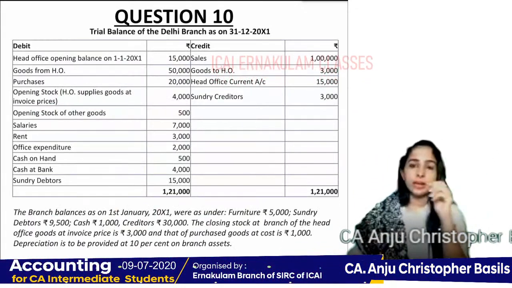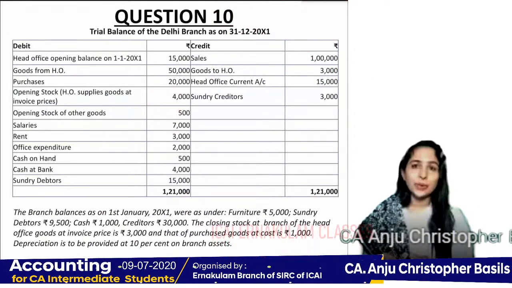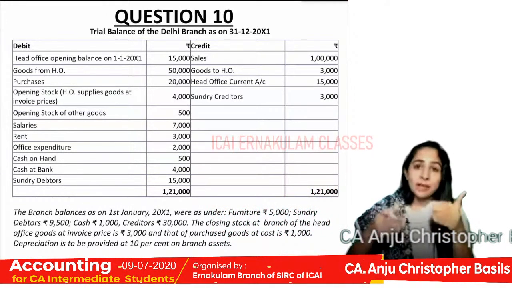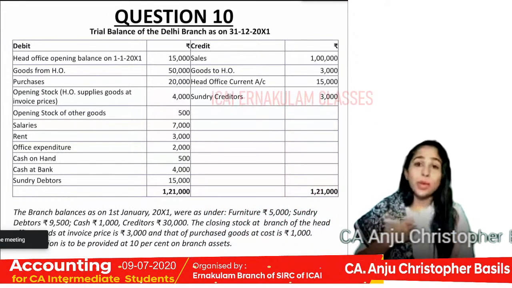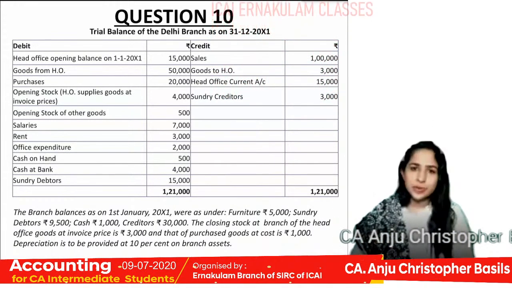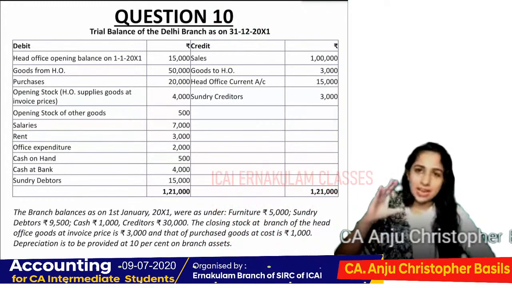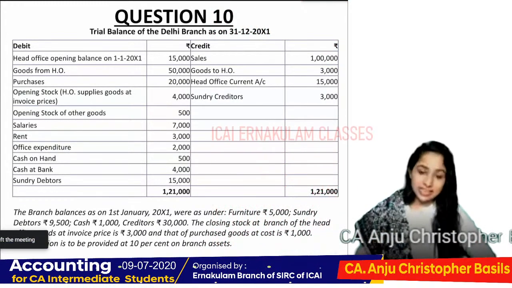So here we have the trial balance of the branch. The trial balance is given straight to you in the question. With this trial balance we have to prepare the trading profit and loss account. So these are the details given in the trading P&L. Let's keep that open and read the rest.